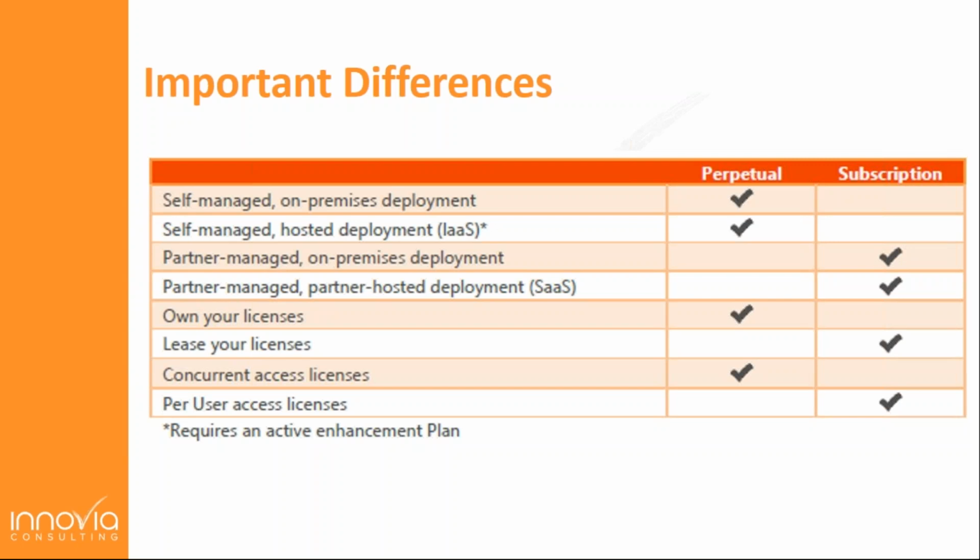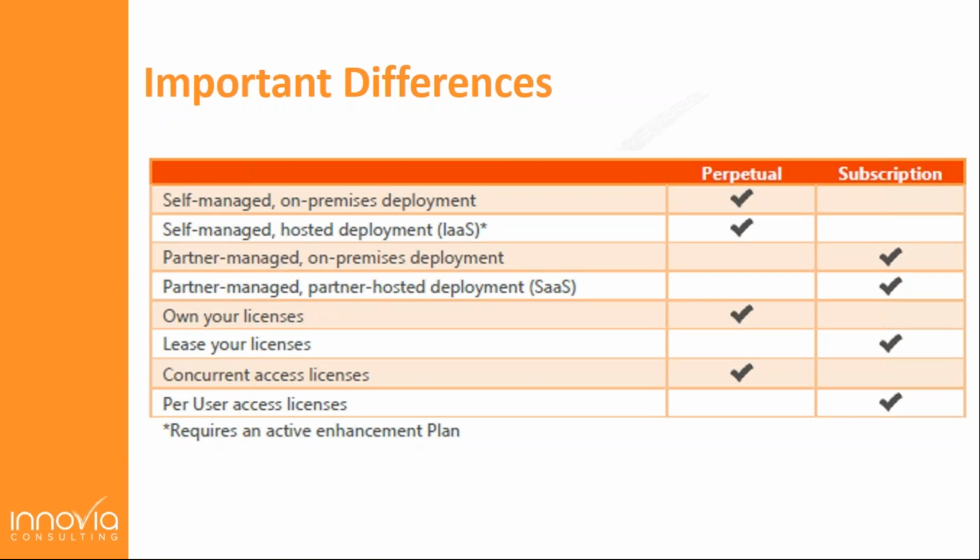And there's certainly a lot of other reasons to be current on maintenance that we're going to dive into briefly in a second. But that's basically the difference in terms of what it takes to run NAV on premise. You can do it in a subscription model if your partner is going to manage that instance to allow you to subscribe to it. And of course, you don't own your own license if you are subscribing to it. The other big difference is that in Perpetual, you've got the flexibility of a concurrent access license compared to subscription, where it is just a per user access license.